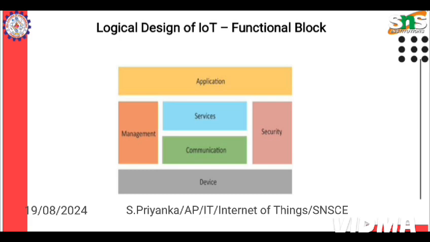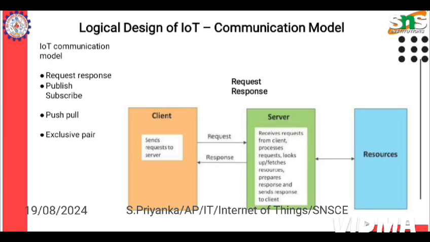Next is the application. Application mainly consists of the IoT application. It provides an interface that the user can use to control and monitor various aspects of the IoT system. Next come the IoT communication models. The IoT communication model mainly consists of request response, publish subscribe, push pull and exclusive pair. Let's see in detail. First is request response.